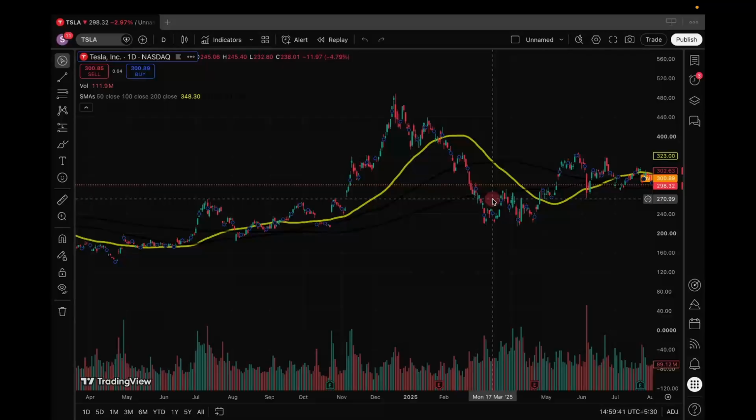Volume confirmed every single major move. The biggest green volume bars appeared during the strongest parts of the uptrend. The biggest red volume bars appeared during the crash. And from mid-March onwards, the volume started shifting green, telling you buyers were stepping in at the lows.